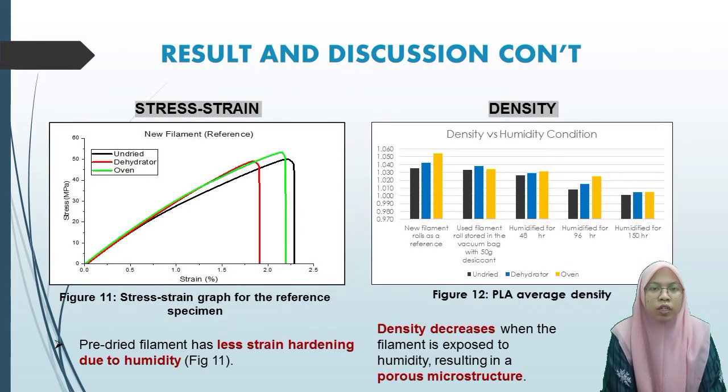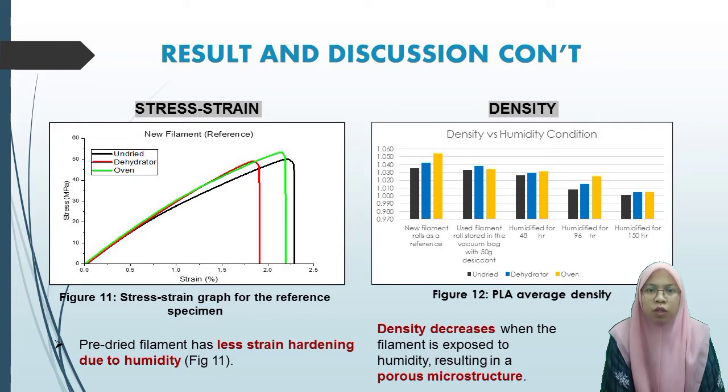Now let's see Figure 11. Figure 11 depicts the tensile stress and strain graph for the reference filaments. Based on the graph, we can see that the pre-dry filament shows lower strain hardening than the undry filament, as the failure strain increases when the polymer absorbs humidity.